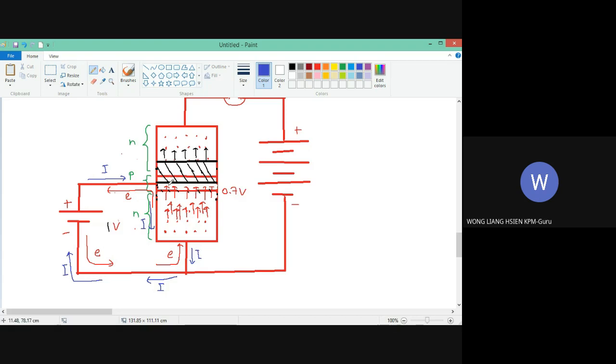Okay, current can flow from this layer at the center here, this side. See the current. So when the current can flow, what happens? This center layer, there will be a lot of electrons able to move around. So what happens when the p-type layer here has a lot of electrons?